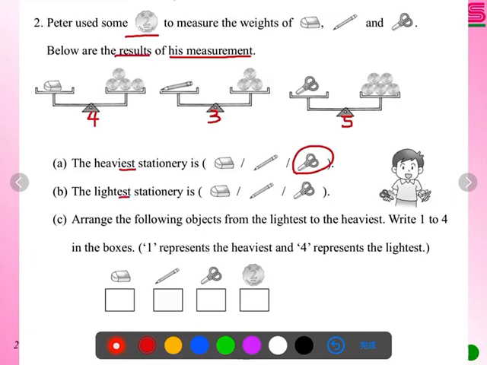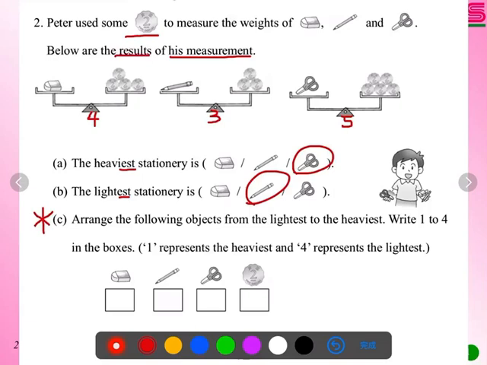And so the question asks you the heaviest stationery. The heaviest means the one with the most number of $2 coins. Which one? Yes, a pair of scissors. How about the lightest? The one with the least number will be the pencil.